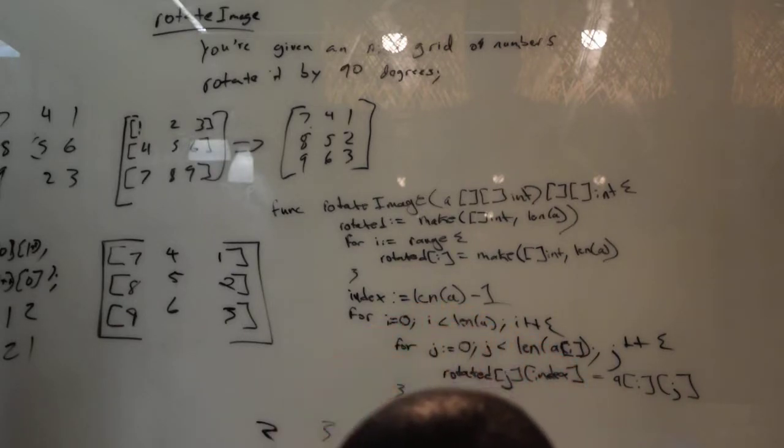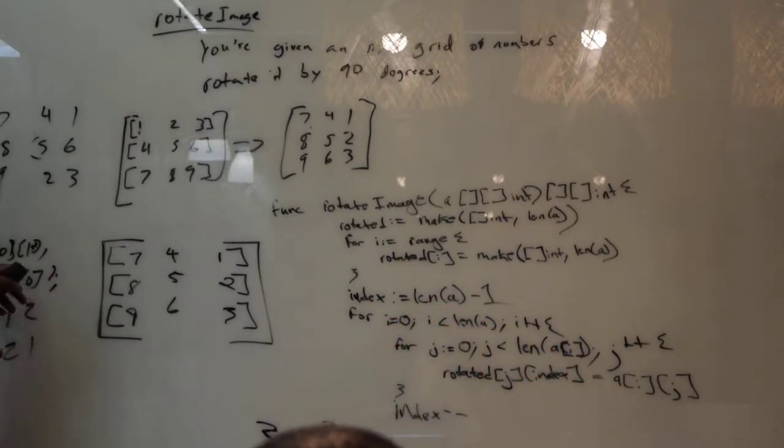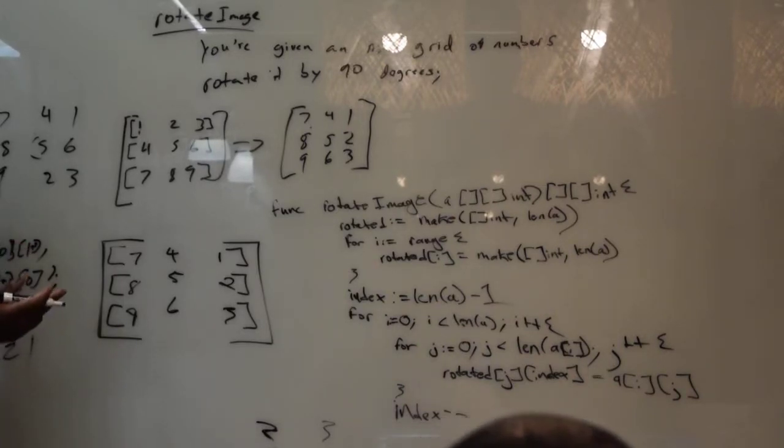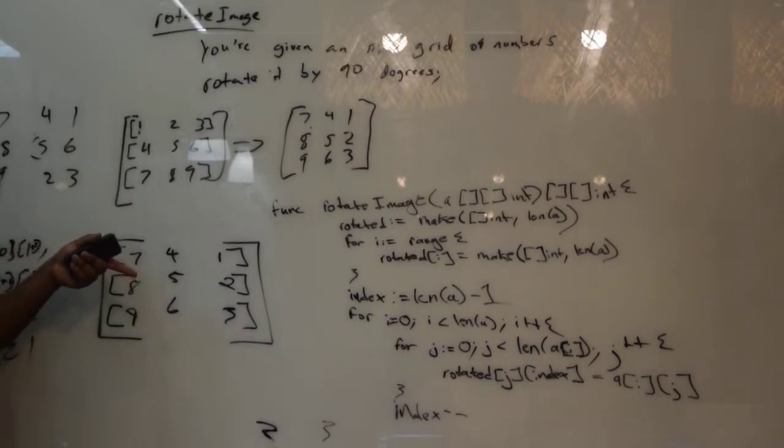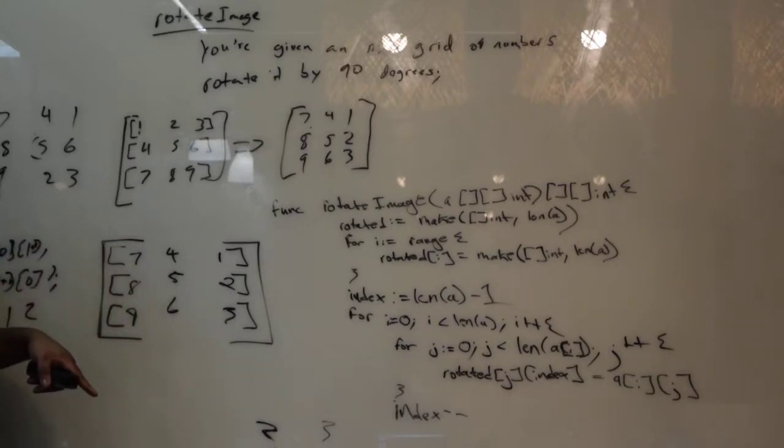So to sum this up, you go from I equals 0 to the length. But J would go from I to the length. I goes from 0 to the length, and J goes from I to the length. So you don't backtrack, you don't step on your own feet.